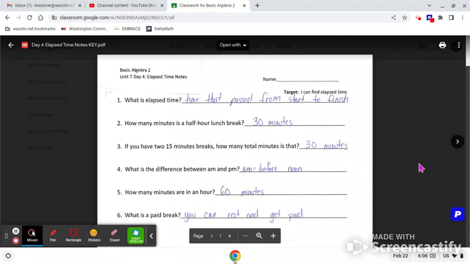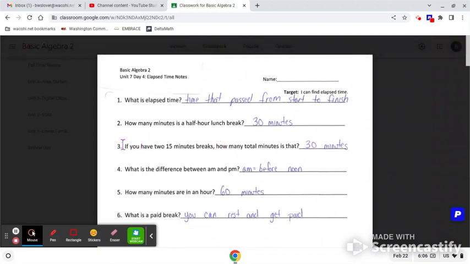How many minutes is a half-hour lunch break? 30 minutes. If you have two 15-minute breaks, how many total minutes is that? It's just asking you to add the two together to get 30. AM is before noon, and PM is noon and anything after noon. How many minutes are in an hour? 60 minutes.